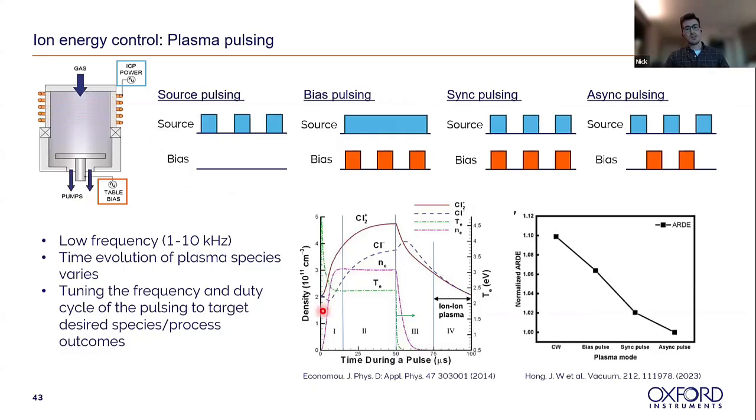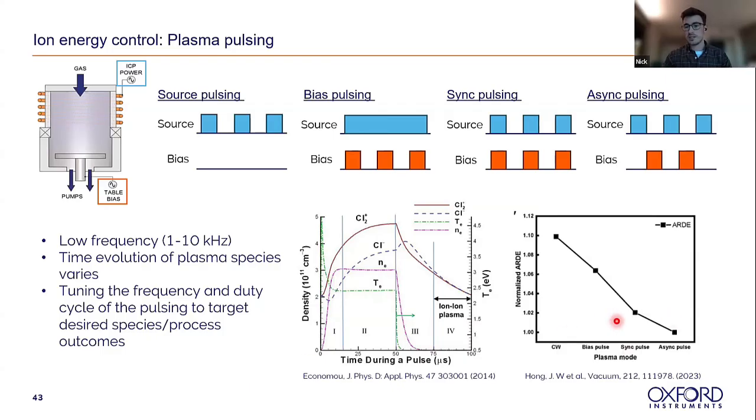This is because the species that you have present in your plasma actually vary as a function of time. This is for a chlorine plasma, and we can see how the chlorine ion density, as well as the electron temperature and electron density, changes. There are different decay rates for the ions and different decay rates for the electrons as well. So if you're really trying to fine tune a process, you can look into pulsing as a way to really target what species you need to etch.